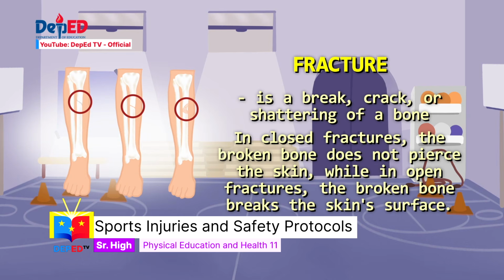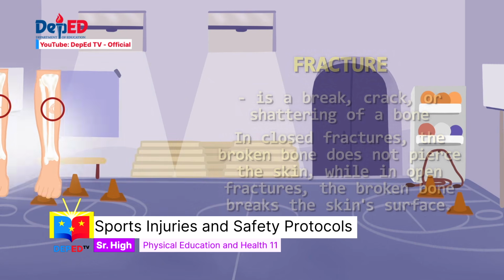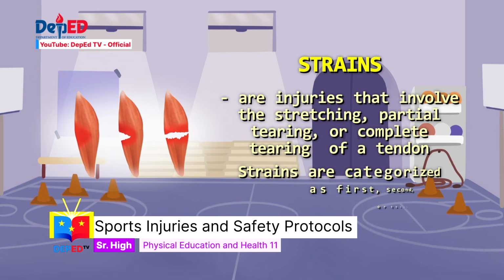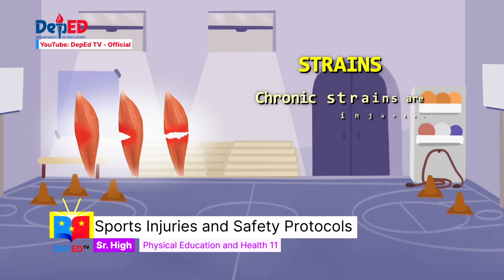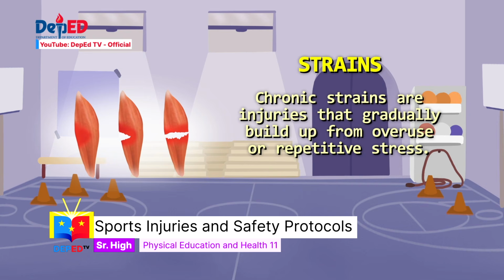In closed fractures, the broken bone does not pierce the skin, while in open fractures, the broken bones break the skin's surface. Strains are injuries that involve the stretching, partial tearing, or complete tearing of a tendon. Strains are categorized as first, second, or third degree. Chronic strains are injuries that gradually build up from overuse or repetitive stress.